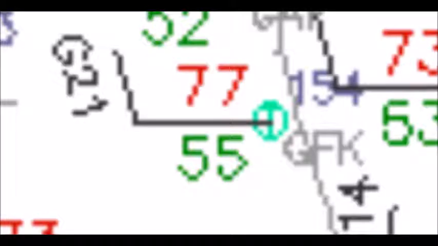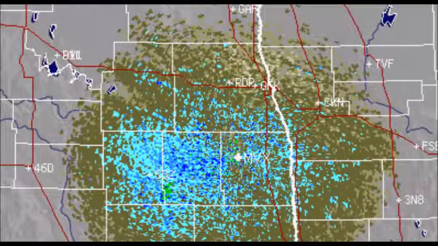Looking at Grand Forks Airport, the temperature is 77 degrees Fahrenheit, the dew point is 55 degrees Fahrenheit, wind is coming from the west at about 10 knots, few clouds, sea level pressure 1015.4. There is no precipitation in Grand Forks right now.